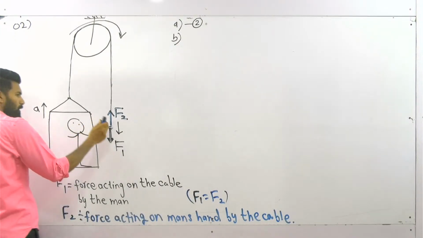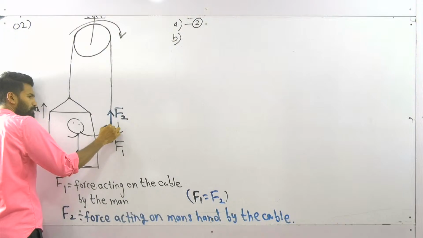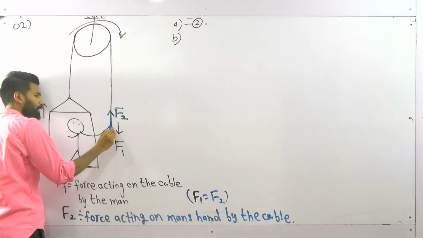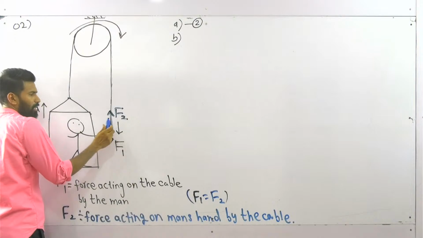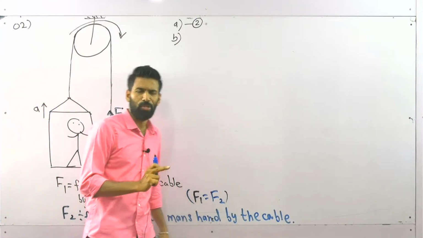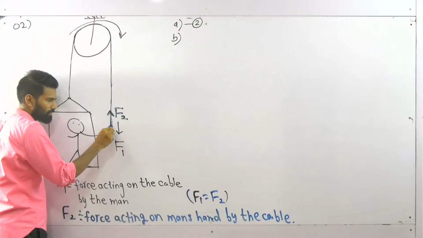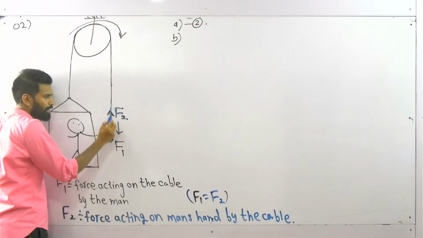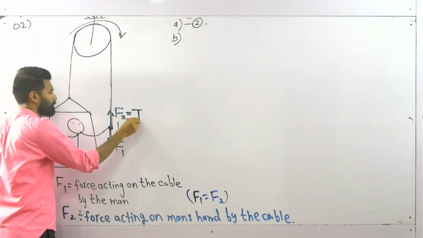So this force that is acting on the man's hand is attracting the man's hand in the upward direction. What does this tension do? A tensional force always attracts the connected point towards the string itself. So this F2 is a tension.